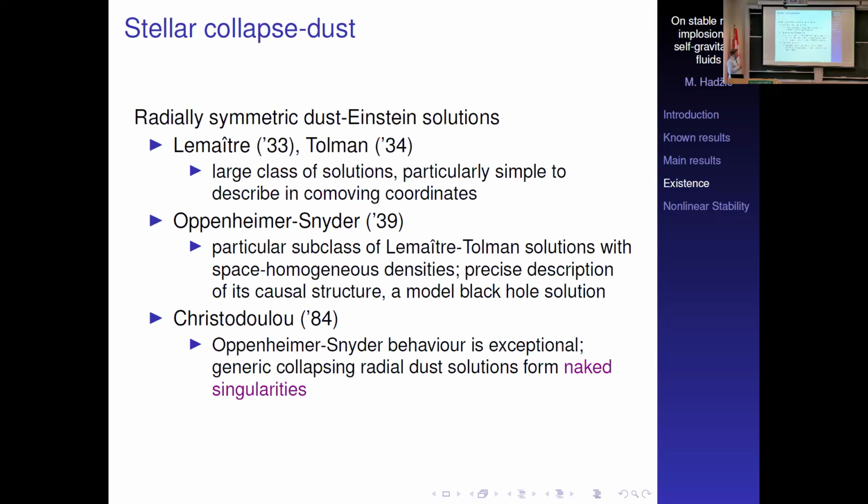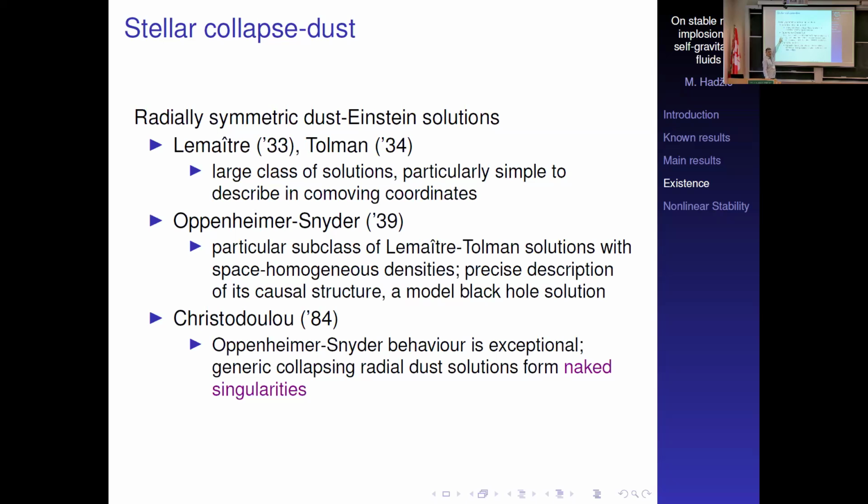So they were found in the 30s, but what Oppenheimer and Snyder did, they zeroed in on a particular subclass of those solutions where the initial density is basically homogeneous. And if you do that, you can really compute everything about this. And in particular, you can study the causal structure of the space-time. And that led them to this notion of what we now call a black hole.